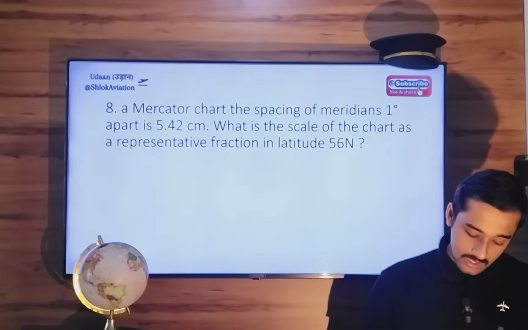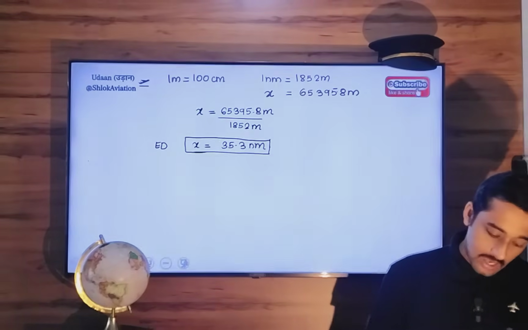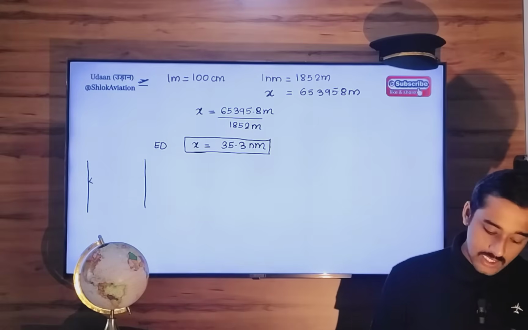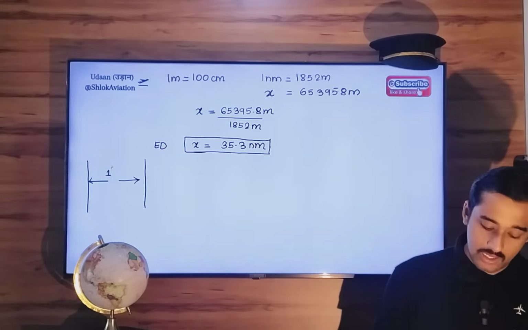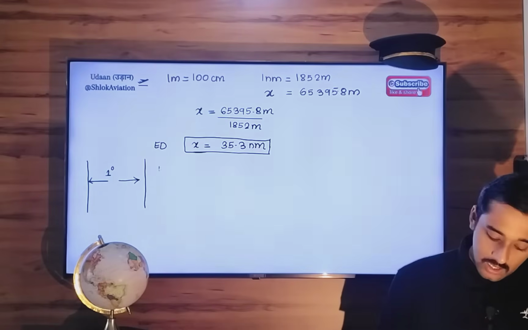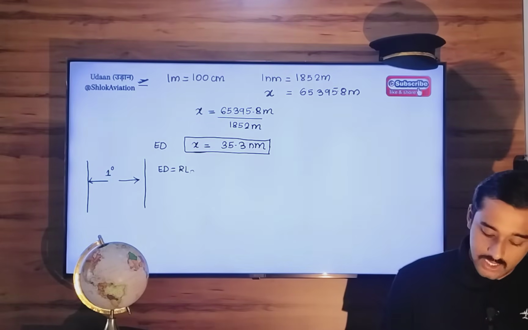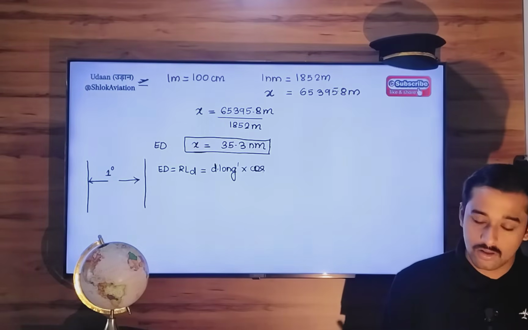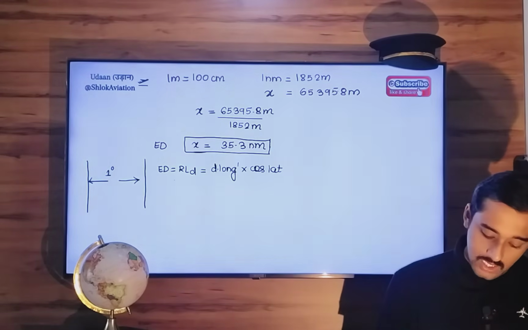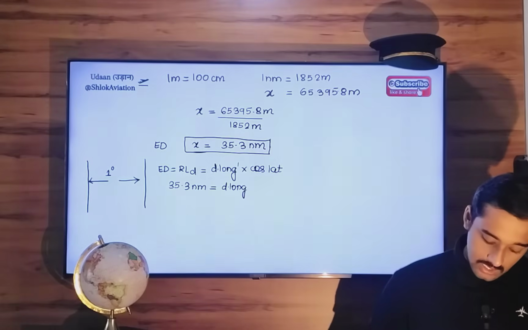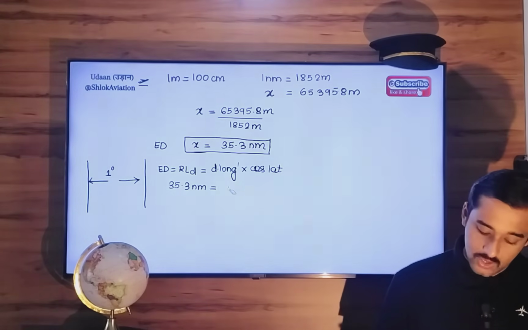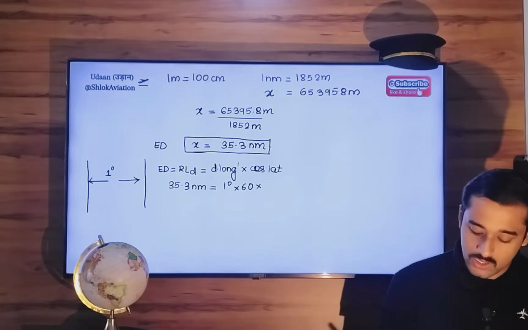Now we have two meridians. The spacing between them is 1 degree. D long is 1 degree. Okay. So Earth distance is nothing but your rumline distance, D long in minutes into cos of latitude. So what is rumline distance here? 35.3 nautical miles. D long in minutes is nothing but 1 degree. So 1 degree equals 60 minutes.